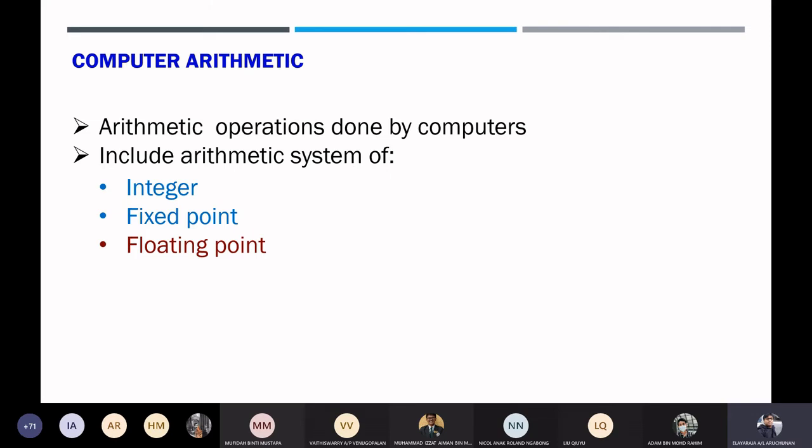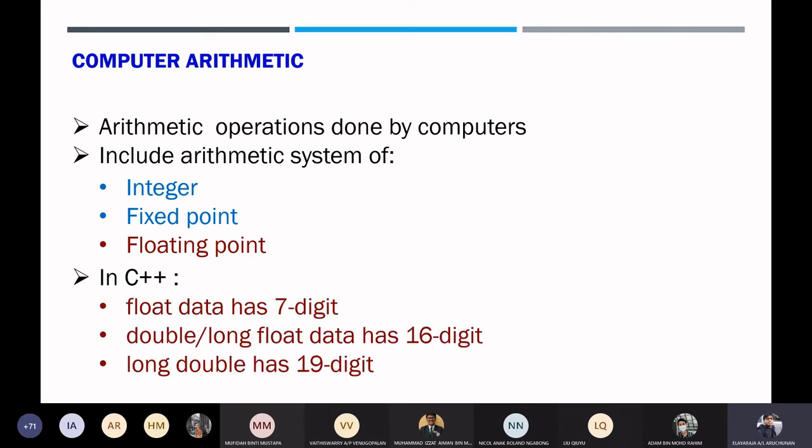So usually the floating point will be 7 digits in C++. The floating point data is usually a 7-digit number, and for double, or long float, you can express 16-digit figures. And then long double has 19 digits and so on. Just for your knowledge, next semester you will learn how to write programming.